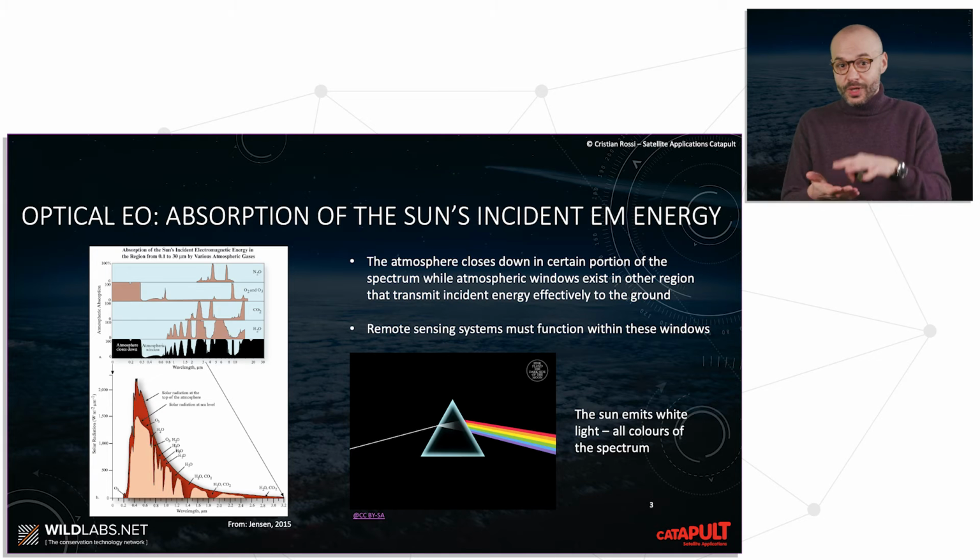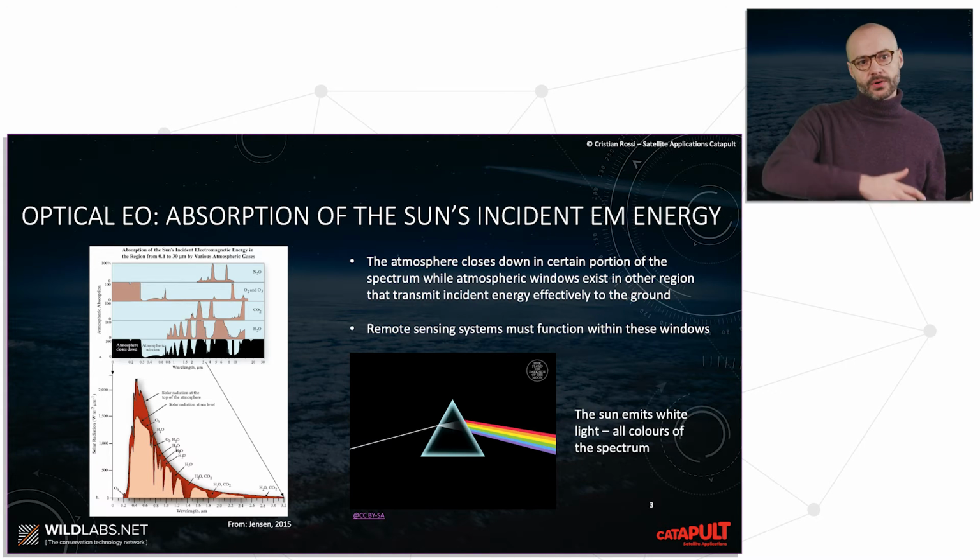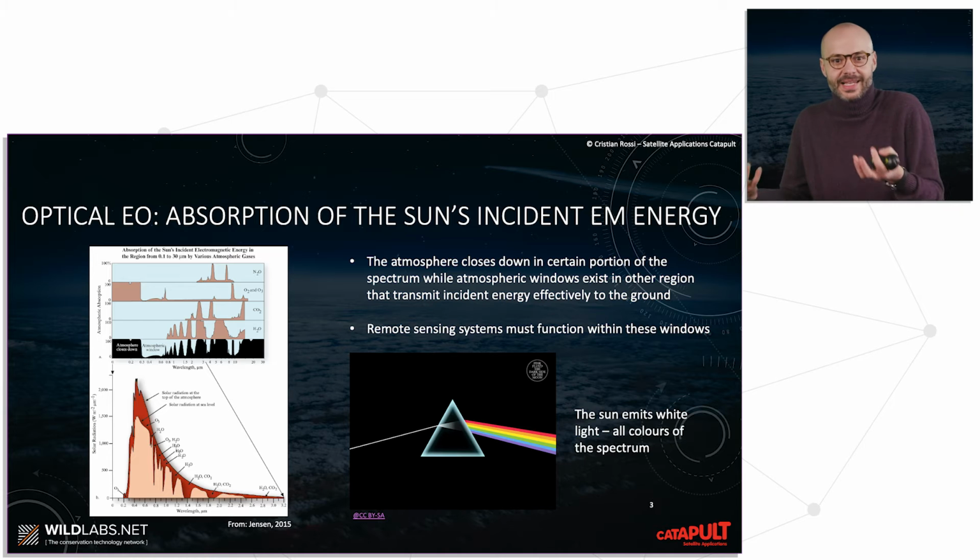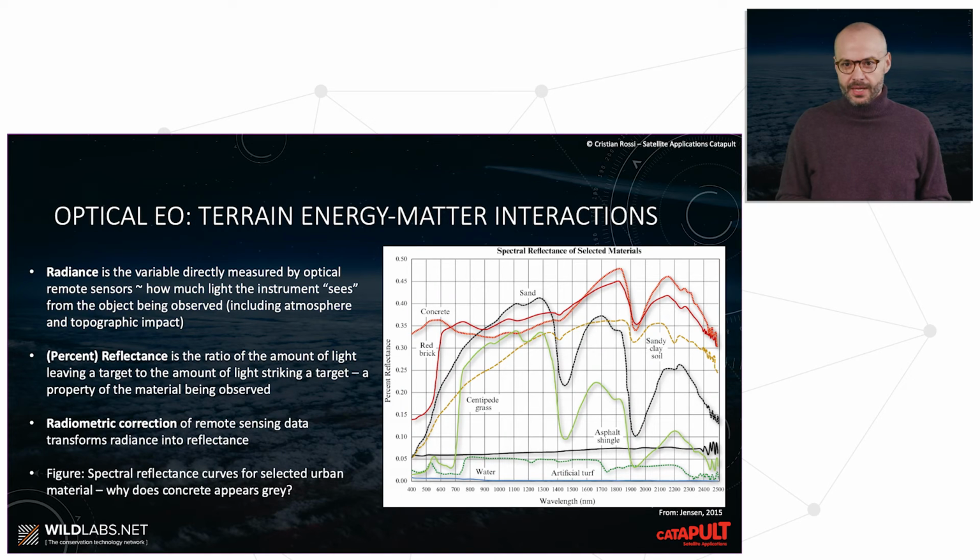So we need to remove these additional components through some operations, which are called radiometric correction, that transform the radiance into what is called reflectance, which is the direct ratio of light leaving a target. So basically it's the property of the material being observed. Some interesting facts here.